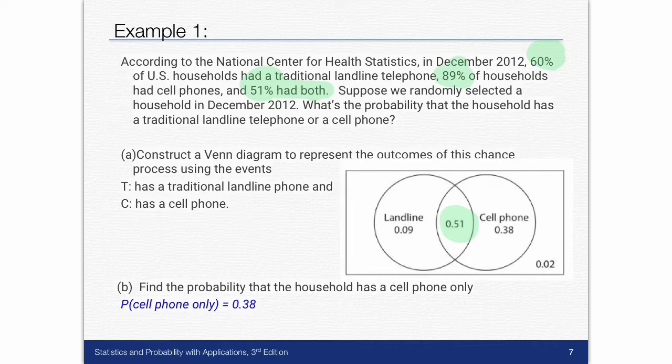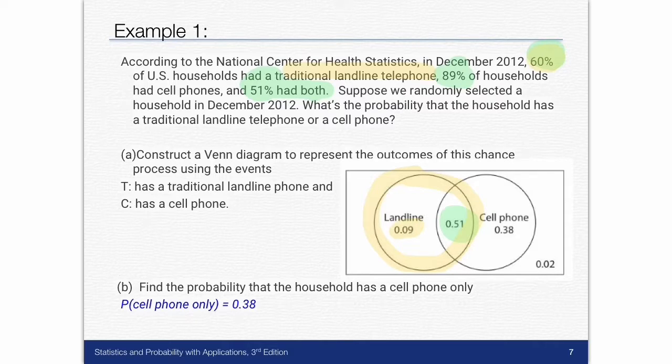Now the next thing I would look at is the 60% of U.S. households that had a traditional landline, okay? So 60% make up this whole circle right here. Well, 51% has already been taken up in the intersection. So I take 0.60 and I subtract 0.51, and that's where I get the 0.09.